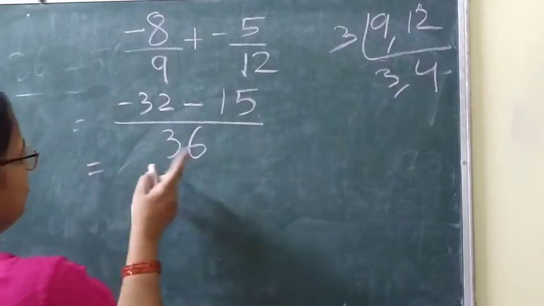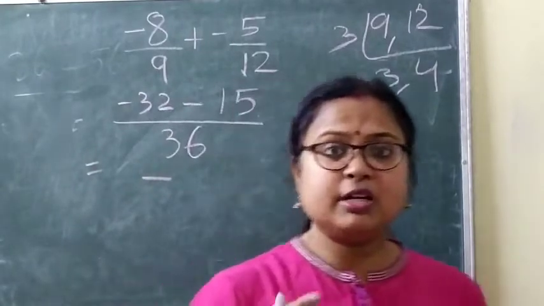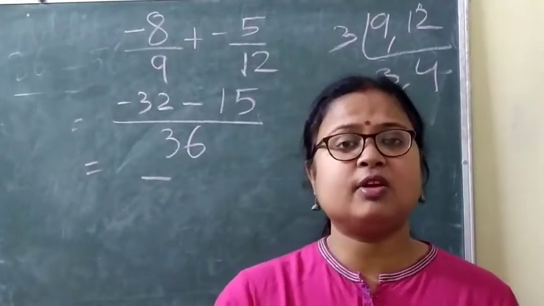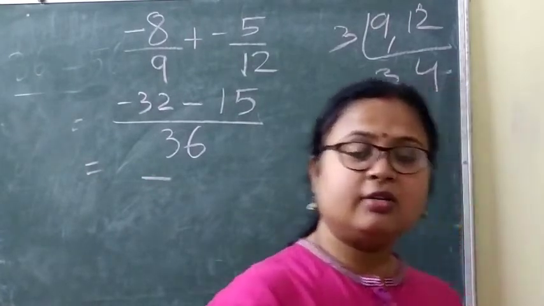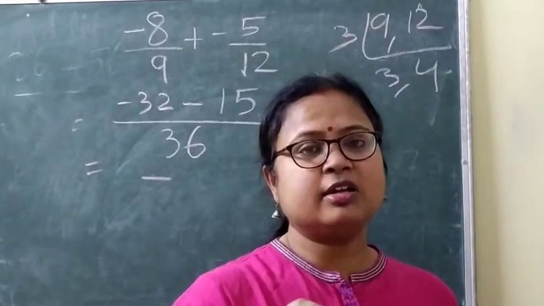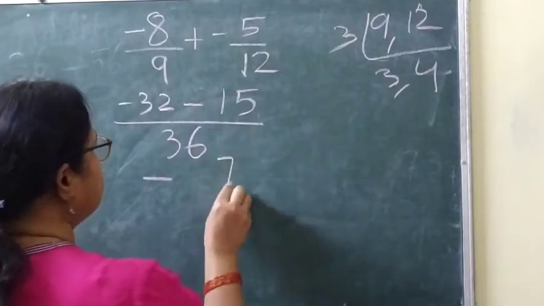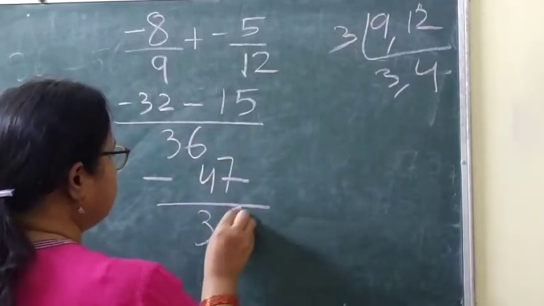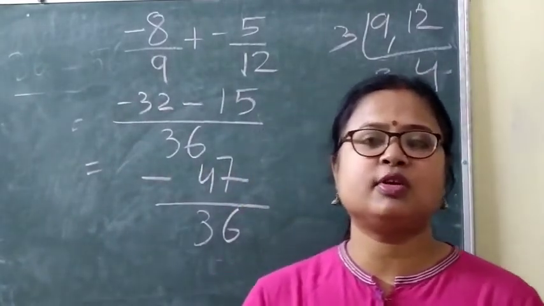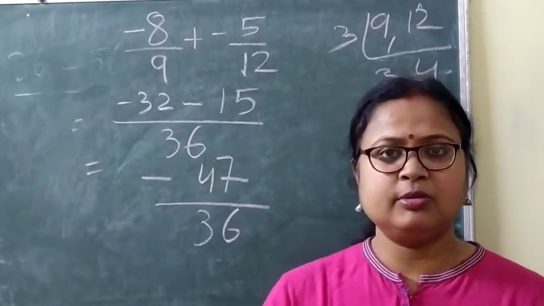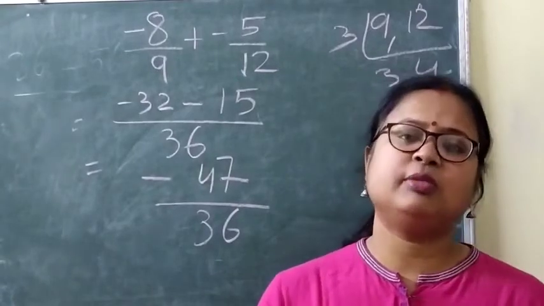Both the numbers are with the minus sign, so we will do the addition. When both numbers have the same sign, in case of addition and subtraction, we do the addition. Clear? And which sign do we put? We put the sign that is dominating there. So minus 47 by 36. And minus 47 by 36 is not divisible by any common number, meaning there is no common factor of 47 and 36. So this will remain like this.